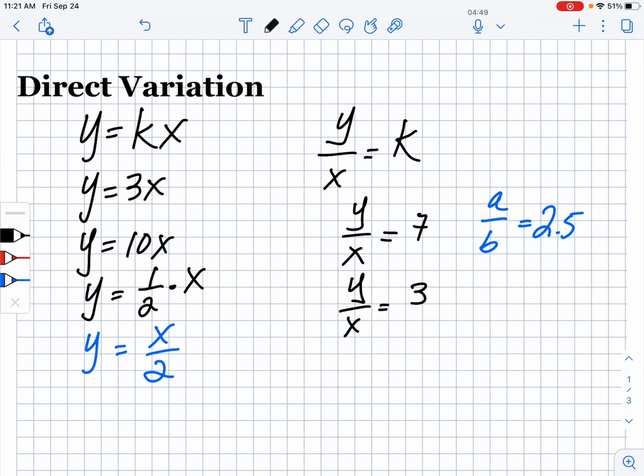Remember what that really means is we have y is equal to k times x. K is just some number, right? It's not going to change. So for example, if we come down here, in an equation, you will see that that k will be replaced by a number. So this is direct variation because y is equal to 3 times x. We could also say y is equal to 10 times x. Y is equal to 1/2 times x. It is just y is equal to some number times x.